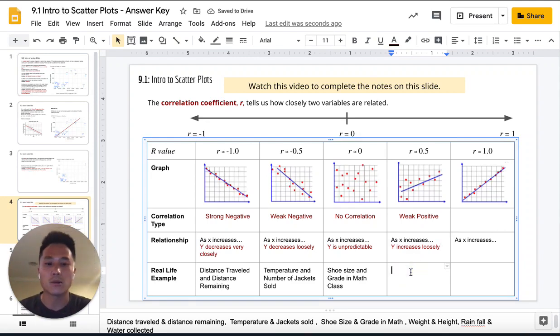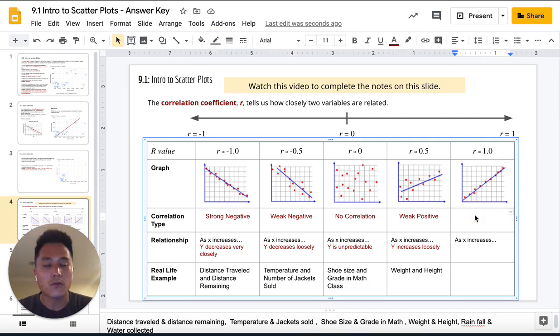A real life example of this is weight and height. So in general, right, the more someone weighs, usually the taller they are, but not exactly, because people can have different body types, and people could be heavier but also still have the same height. But in general, those two things go up together.